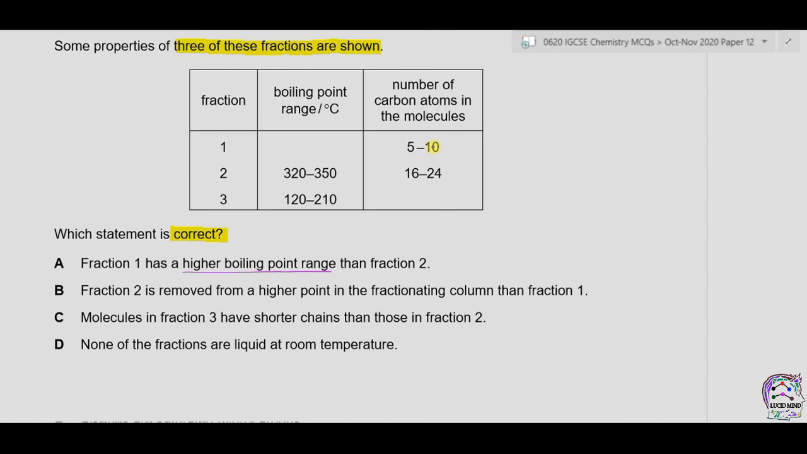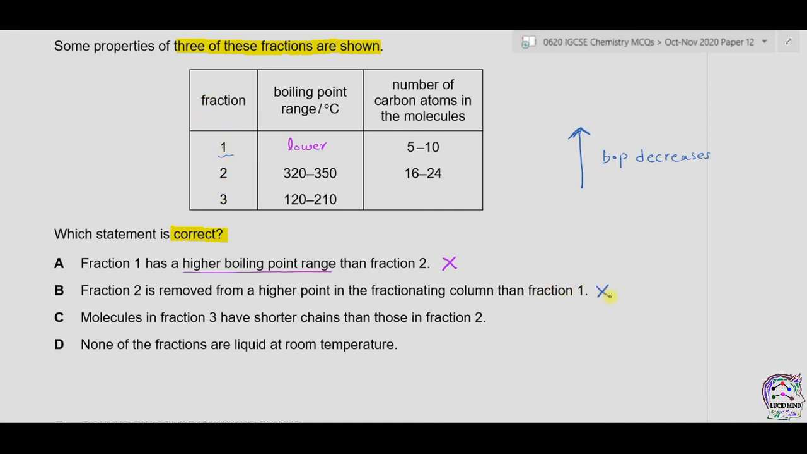As we can see that in fraction 1 the number of carbon atoms in chain is less as compared to fraction 2, which is 16 to 24, so therefore the boiling point will be lower. So A is incorrect. B. Fraction 2 is removed from a higher point in the fractionating column than fraction 1. In fractionating column, as the gases move towards the top, the boiling point decreases, so does the temperature. It means that fraction 1 will be removed from top position as compared to fraction 2.